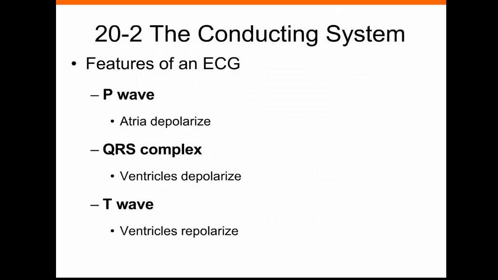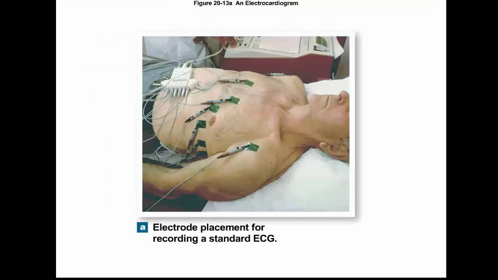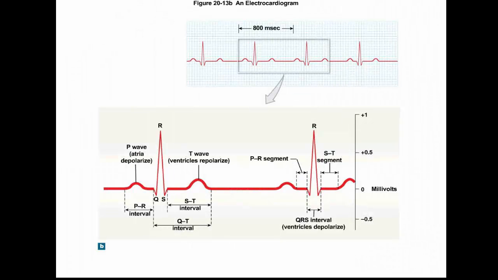Features of the ECG: we start with the P wave, which represents atrial depolarization, the QRS complex, which shows you ventricular depolarization, and the T wave, which shows you ventricular repolarization. The PR interval is the start of atrial depolarization to the start of the QRS complex, and the QT interval is from ventricular depolarization to ventricular repolarization. All that sounds like words, so let's have a look at it on an actual ECG tracing.